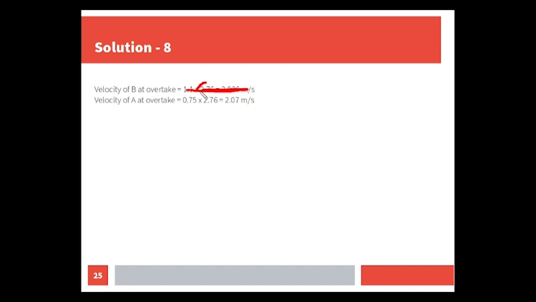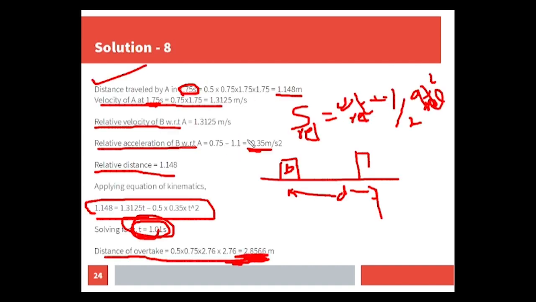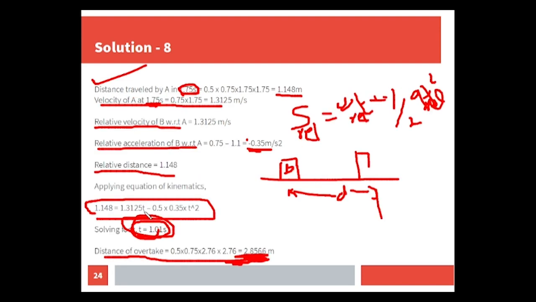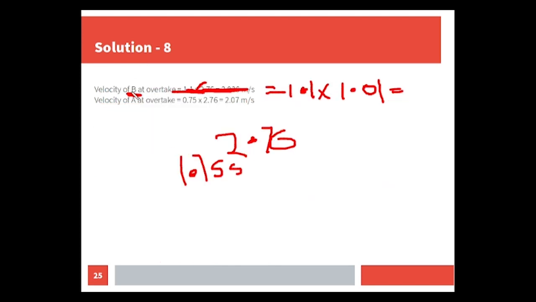It's about 1.1 into 1.01. Here I have made a mistake, it's not 2.756 seconds, it is 1.01 actually. Here I took 2.756 seconds. That's a mistake I made, since B travels after 1.75 seconds. So this time we found, 1.01 seconds will be the time taken for B to reach A. So we need to find the velocity at the time of overtake. We need to take 1.01 seconds in the case of B, but in the case of A we need to take the whole time.